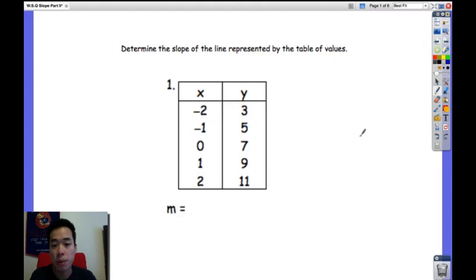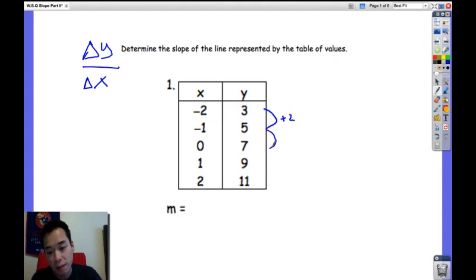This one says determine the slope of the line represented by the table of values. The first thing I want to do is make sure you remember that slope is the change in y over the change in x. So I'm going to find the change in y. From 3 to 5, that's +2. 5 to 7, +2. 7 to 9, +2, and so forth. If I wanted to continue the pattern, I know it's going to be 13 because it's also +2.